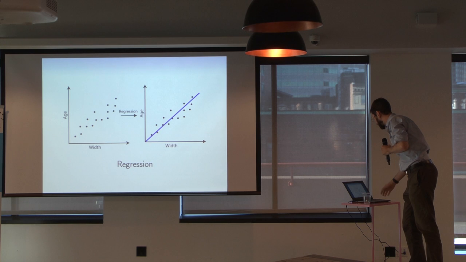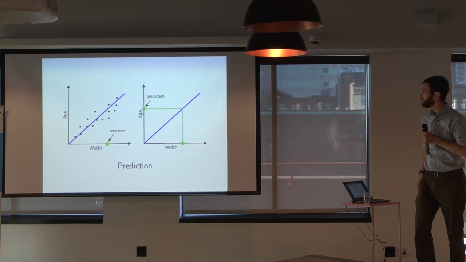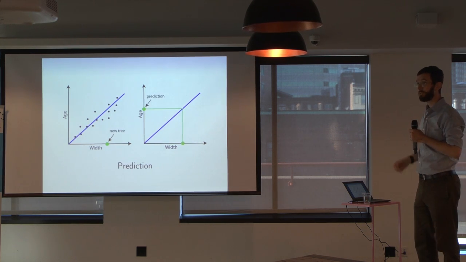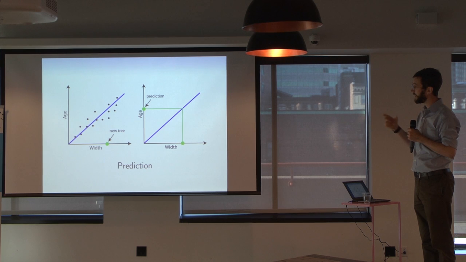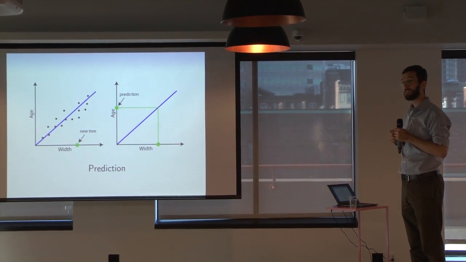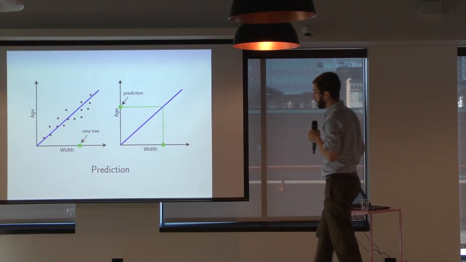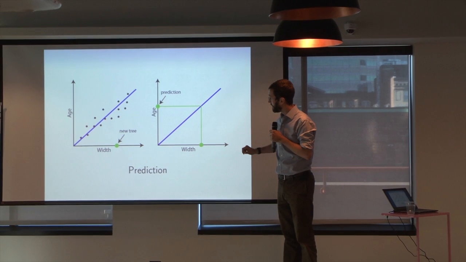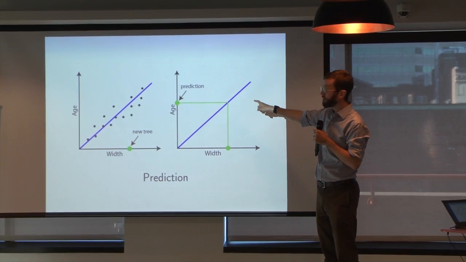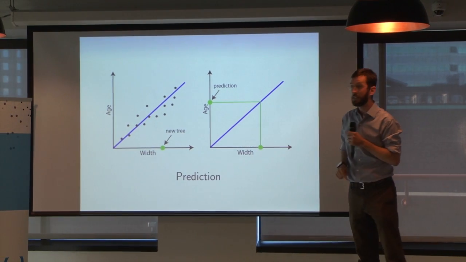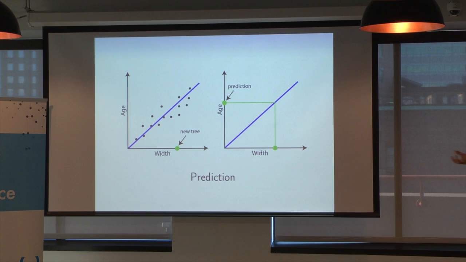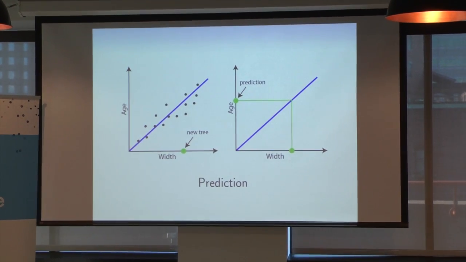Again, many of you have probably seen this before. If we found a new tree in the forest that hadn't been cut down, so we can't count its rings, we could measure its width, and then we find where its width is on the x-axis. We go up until we hit the line, and then we go across, and we get an age. And so this model is going to predict that that's the age of the tree, right?